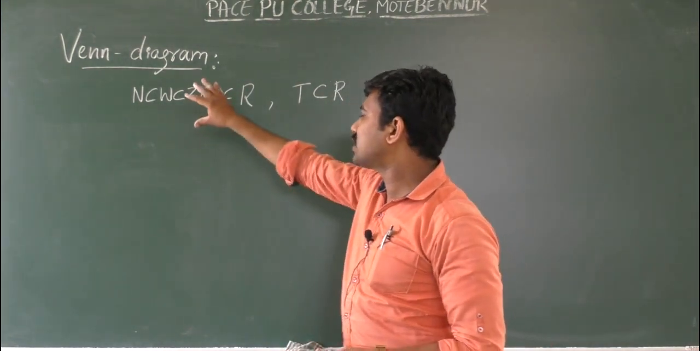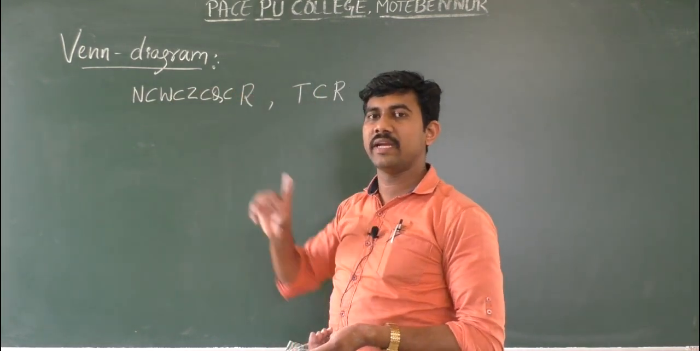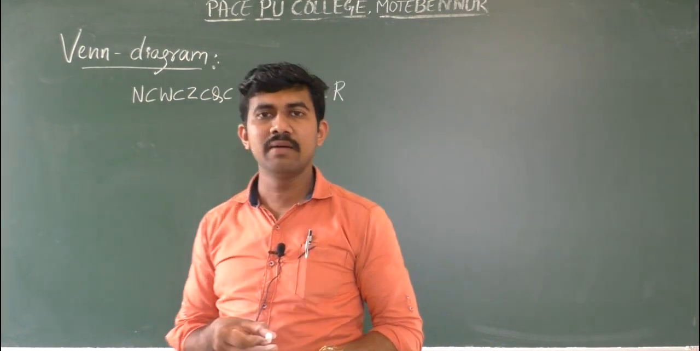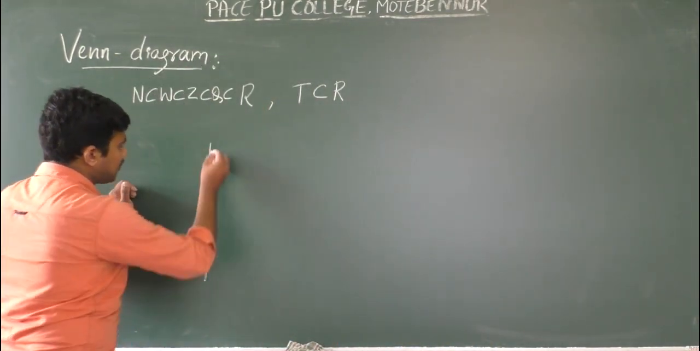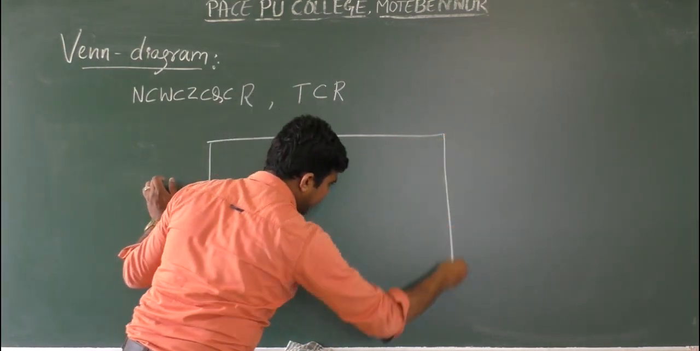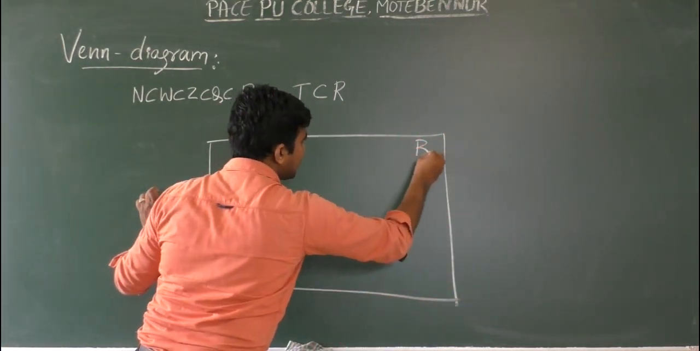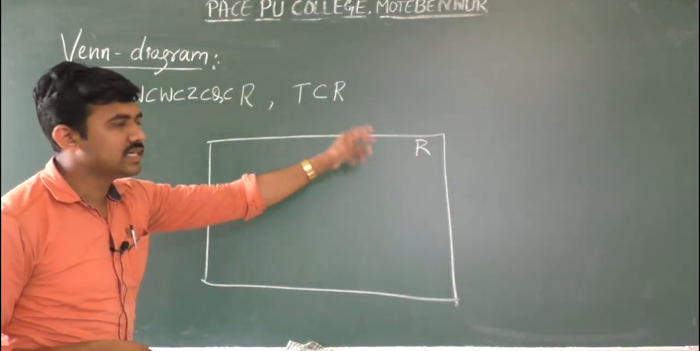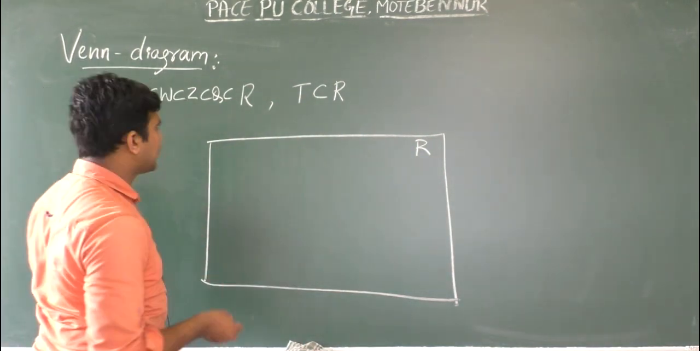Now the relationship between the sets and the universal set can be shown by Venn diagram. So how to show it in a Venn diagram? For that we have to consider first a rectangle, and this is the universal set R. R is the universal set, and you have to show that by a rectangle.